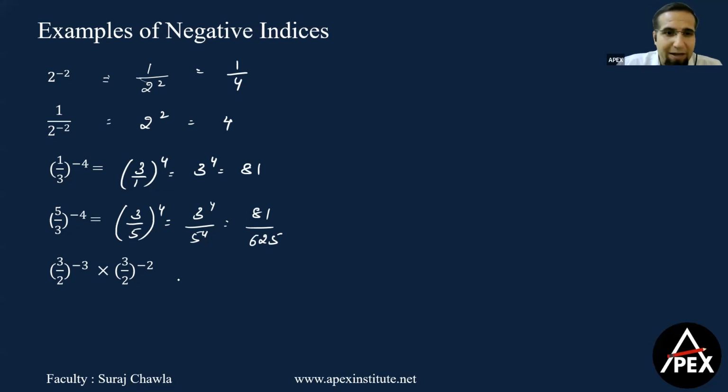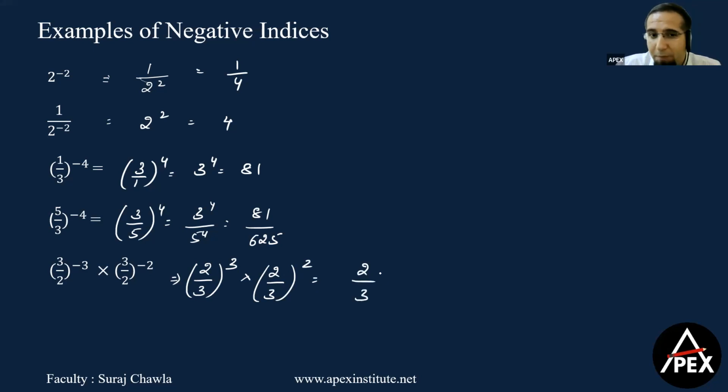And one last one says 3 by 2 whole to the power minus 3. If I need to make the power positive, I need to flip the fraction. This becomes 2 by 3 whole cube, into this value, which also becomes 2 by 3 whole square. So I have 2 by 3. The bases are the same, so I can add the powers.